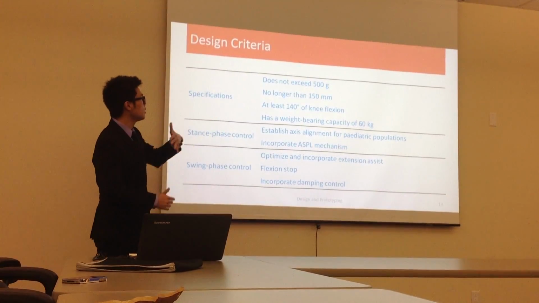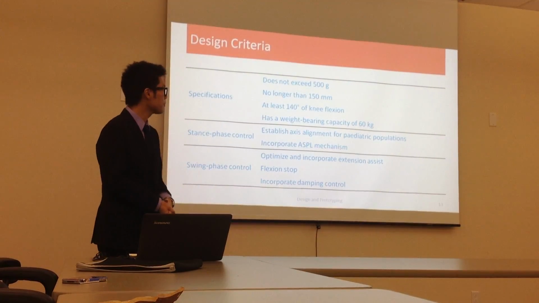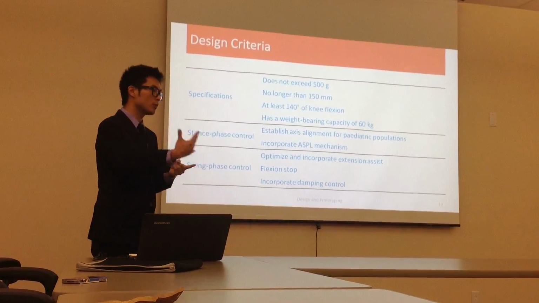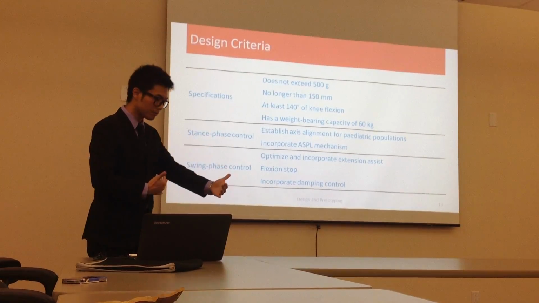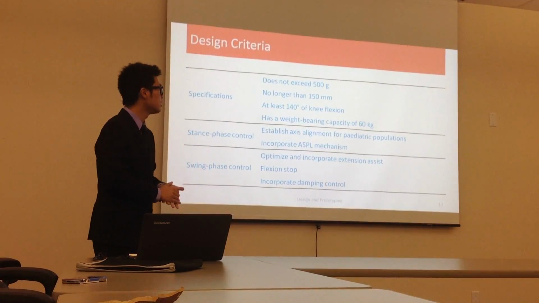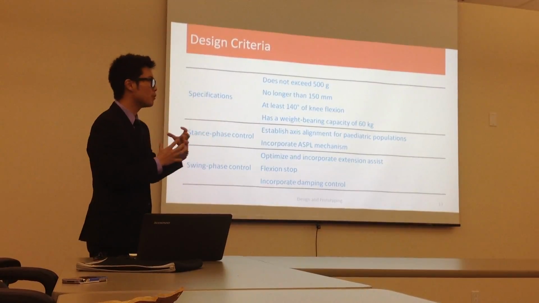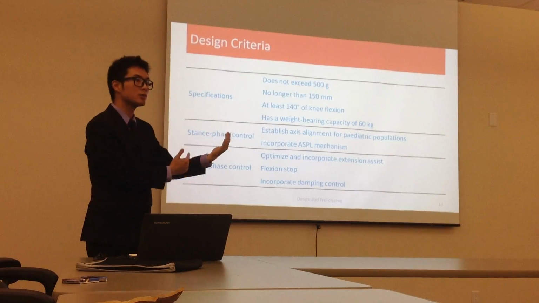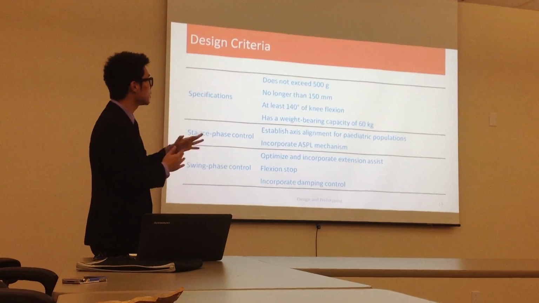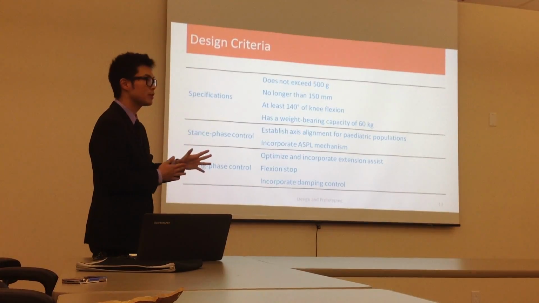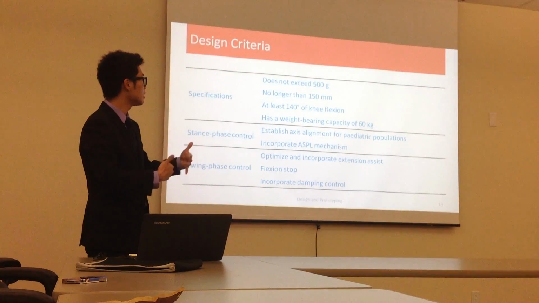So we start with the physical specification. We listed that the knee should not exceed 500 grams and no longer than 150 millimeters. This number actually came from looking at the commercially available products, their overall dimensions and length, and what the normal size of those knees would be, and that's set as a constraint. But this constraint is actually a little bit loose. It's a little heavier, as well as longer, compared to the commercially available knee.